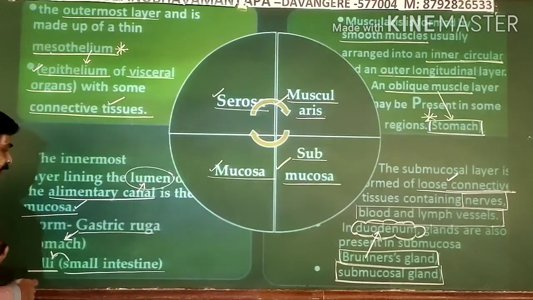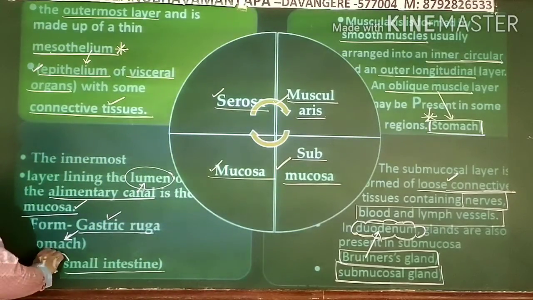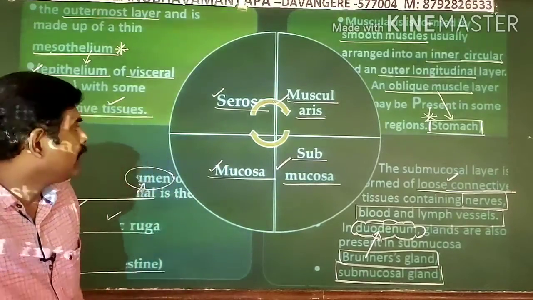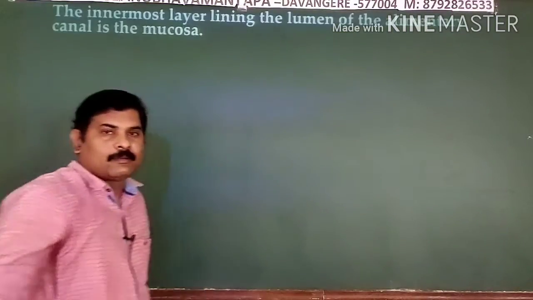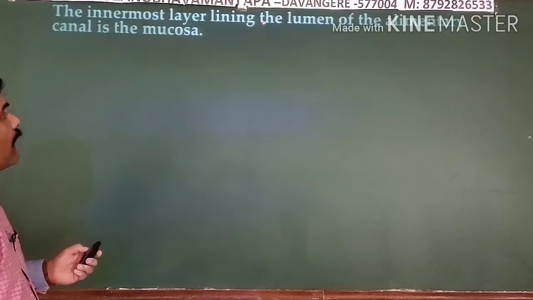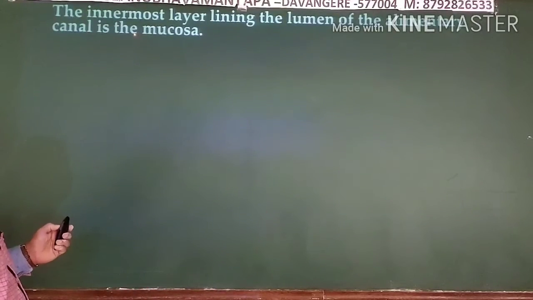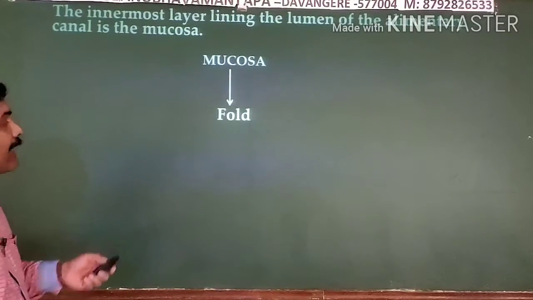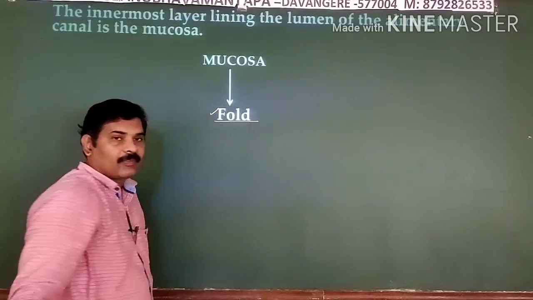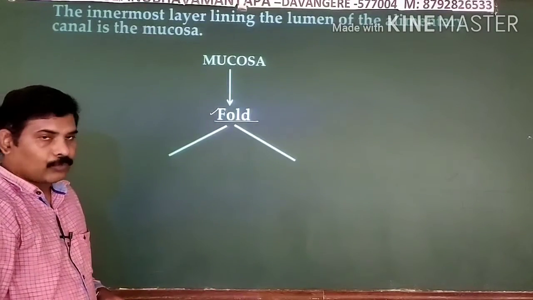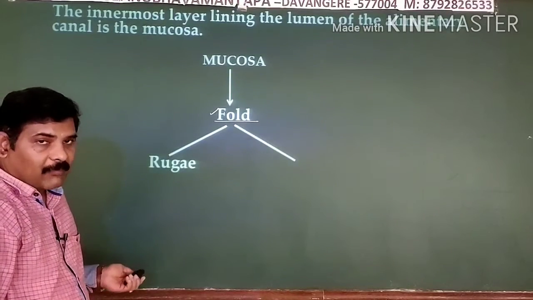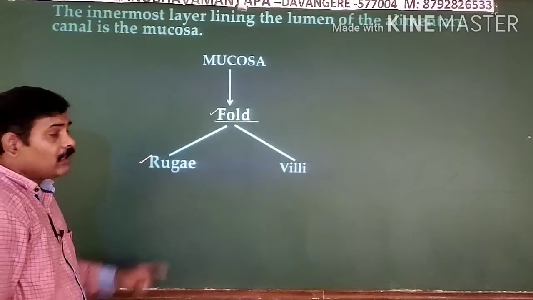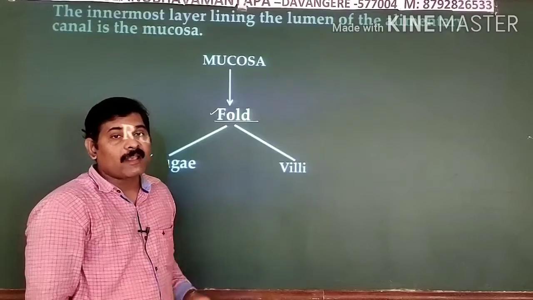Now, let me tell you the difference between the gastric rugae and the villi, how they differ from one another. Let us see in a detailed way regarding these two. The innermost lining of the lumen of the alimentary canal is the mucosa. The mucosa has certain kinds of folds, and these folds are of two types. The folds present within the stomach are known as gastric rugae or simply rugae. The folds present in the small intestine are known as the villi.